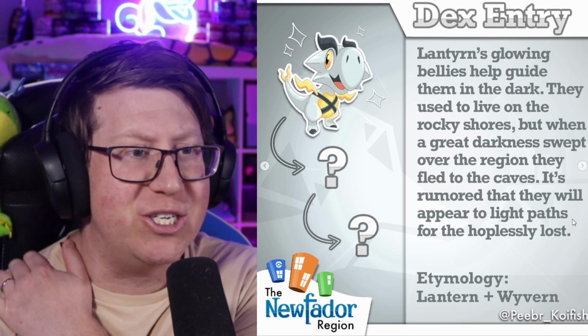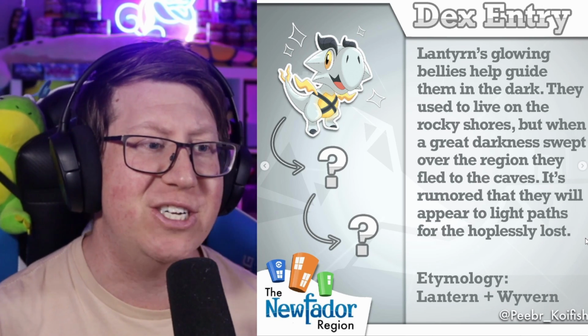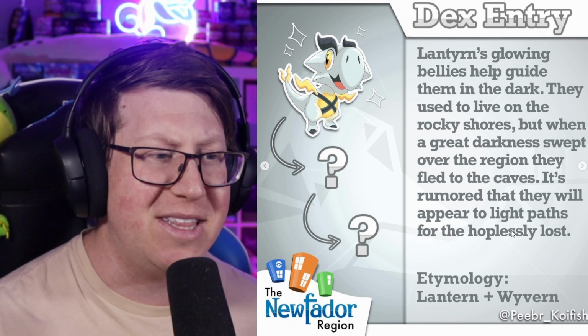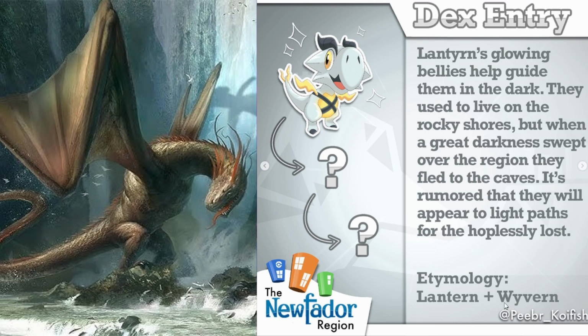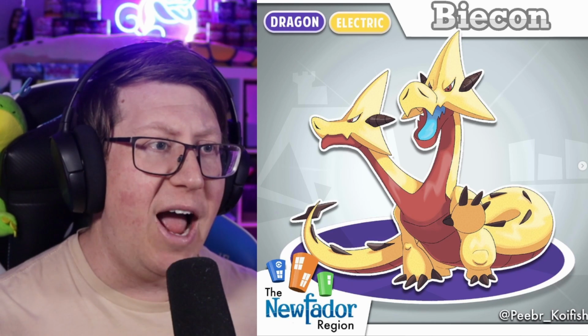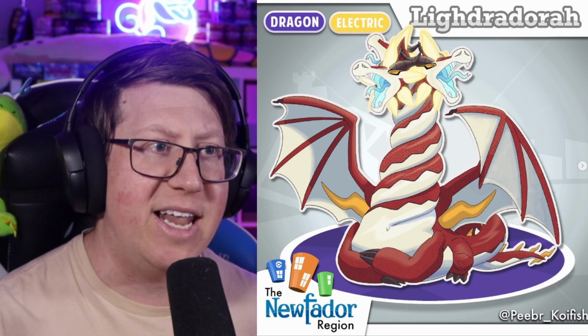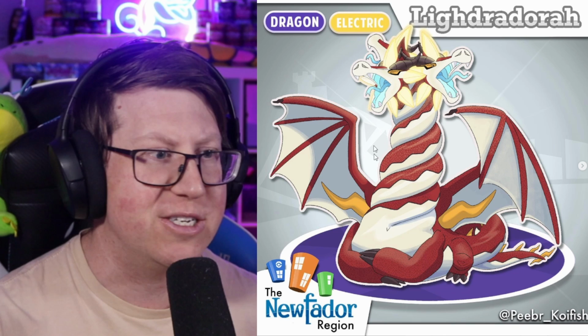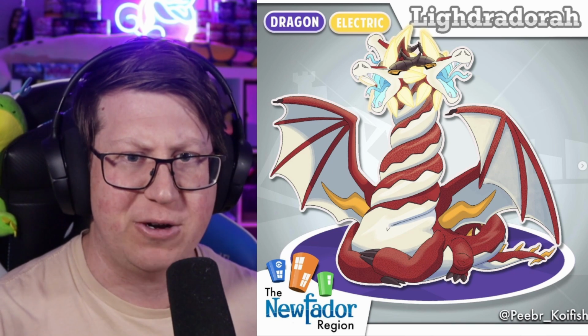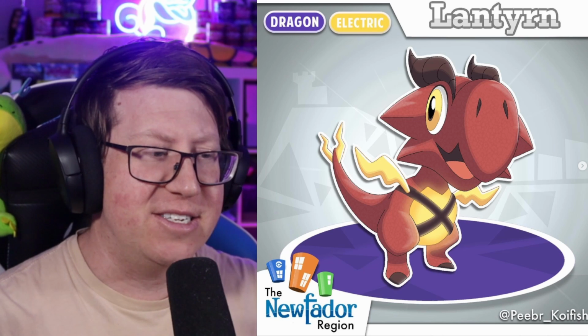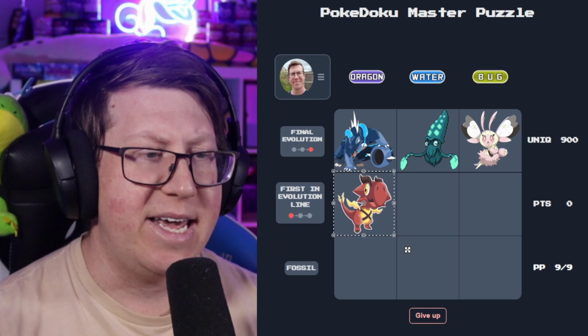They used to live on the rocky shores, but when a great darkness swept over the region, they fled to the caves. It's rumored that they will appear to light paths for the hopelessly lost, based on a Lantern and a Wyvern. Now, to show you the whole line, it evolves into Bicon, and then lastly evolves into Lightradora. So you can see a massive lighthouse there with our three-headed dragon, which looks very, very cool. But the first stage of that is Lantern, so let's add it in. And adding him in now.